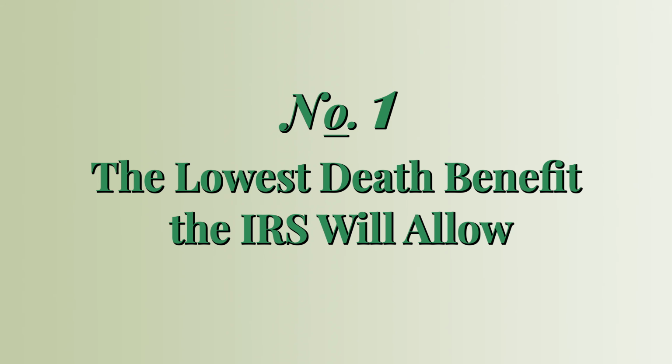Number 1, the lowest death benefit the IRS will allow. This is the most important thing for optimizing an IUL for accumulation. You must have the lowest death benefit the IRS will allow because an IUL is not about the death benefit. If we didn't have to have it, we wouldn't. But it's the only way to get all these benefits that just seem too good to be true.